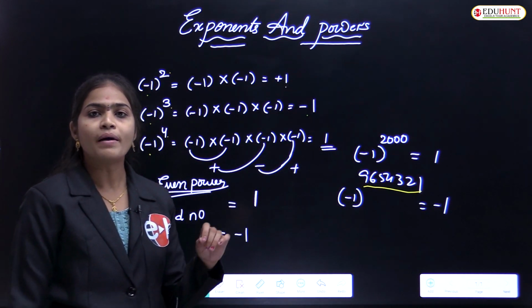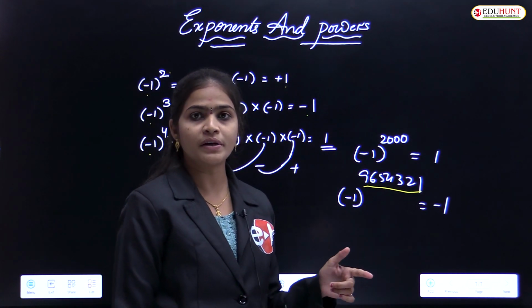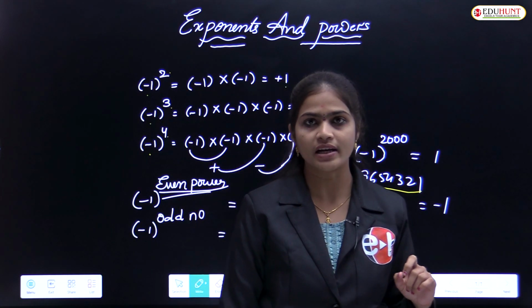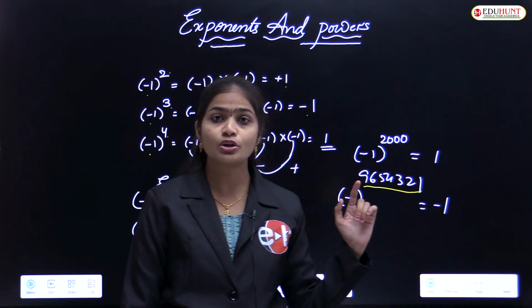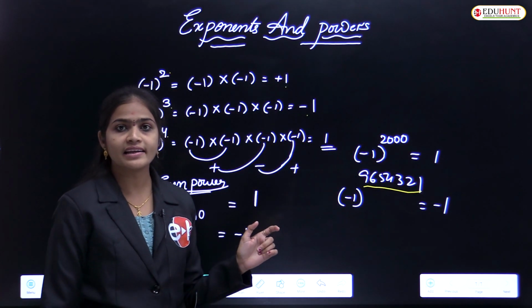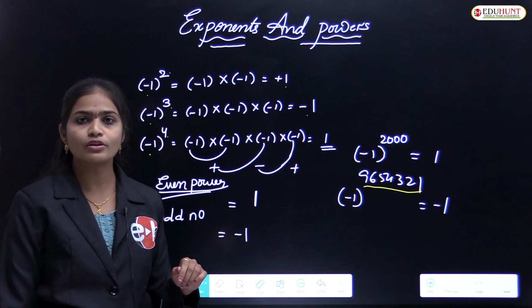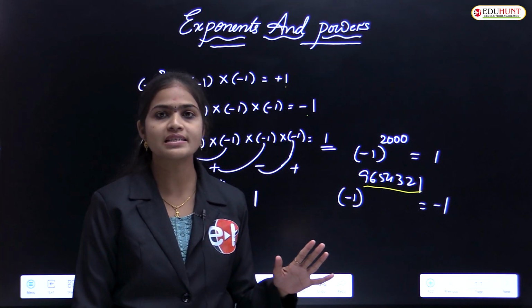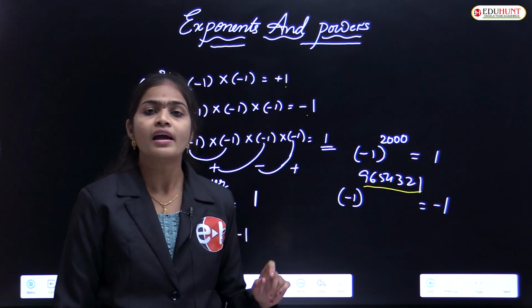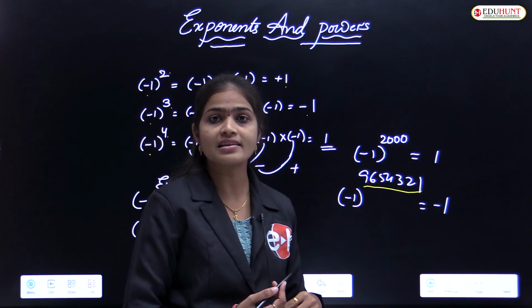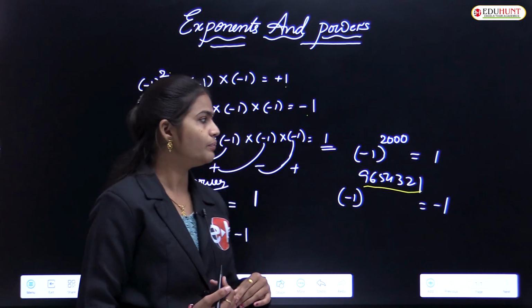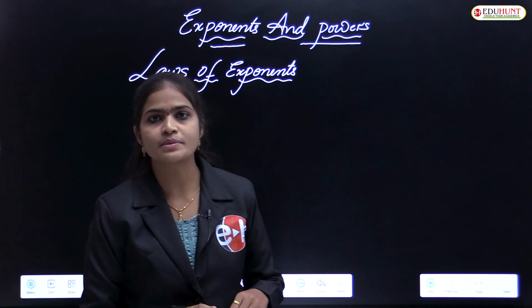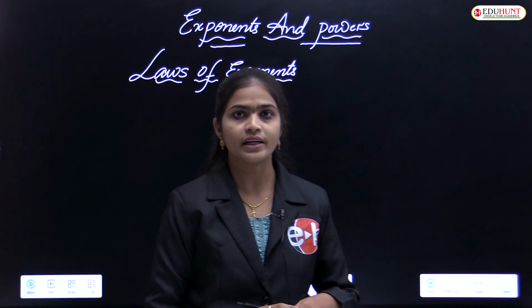So if minus 1 is raised to an even power, the result is positive 1. If minus 1 is raised to an odd power, the result is minus 1. That is the difference. So this is the general introduction to exponents and powers. Now we have to discuss the laws of exponents, which is also a very important concept.